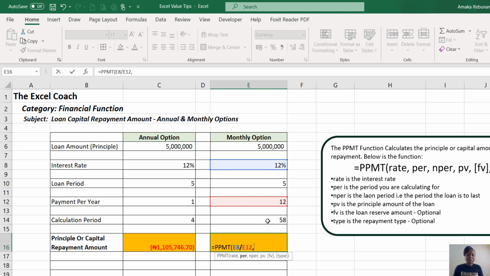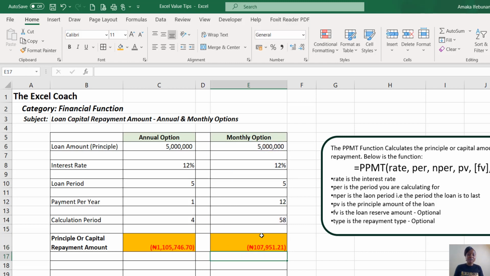First of all, I'm calculating for the 58th period. So I have 60 months, but I want to know the capital for the 58th month. Comma. Then what is the loan period? As I stated earlier, you just say this 5 years times the number of times I'll be paying in a year, which will give you 5 times 12, which is 60. Then what is the principal amount of that loan? This is it. And you close your bracket.